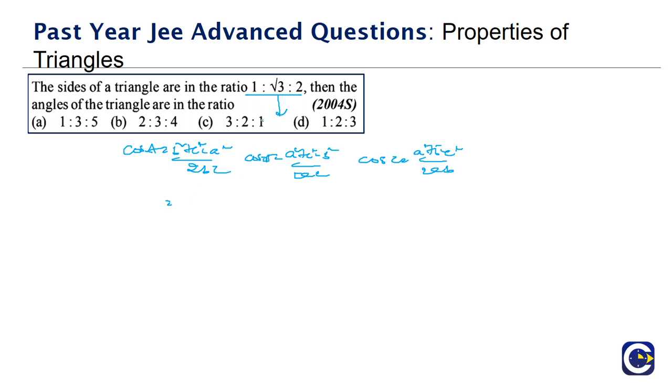So they give sides, right? I'll consider it as k : root 3k : 2k. If I simplify this, what you'll get? This part I'll get root 3 by 2, and this part I'll get 1 by 2. From both of these, A is equal to pi by 6, B is equal to pi by 3, so C is nothing but pi by 2. So A:B:C is pi by 6 : pi by 3 : pi by 2, which will give me 1:2:3. So the answer for this question is 1:2:3. Moving on to the next question.